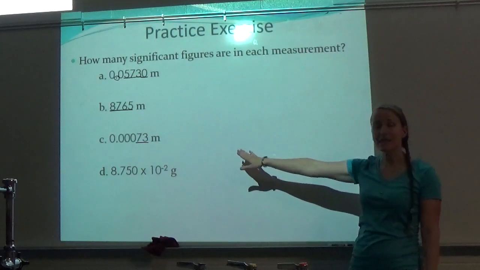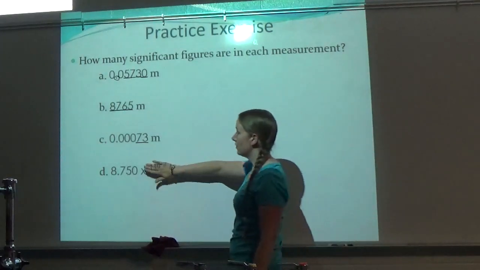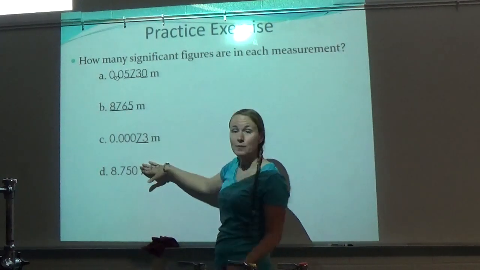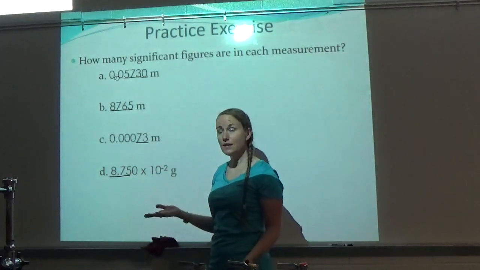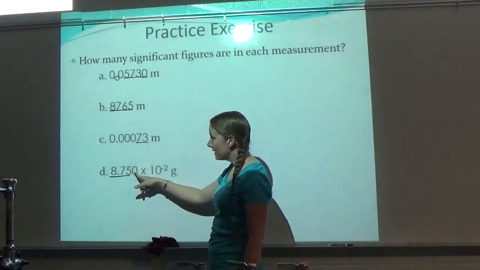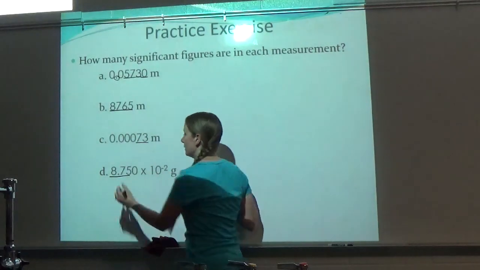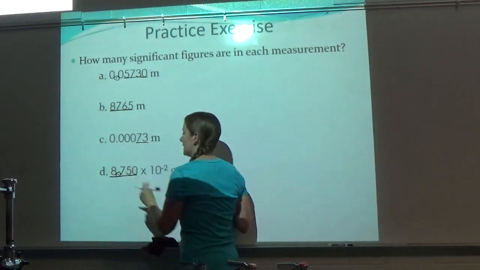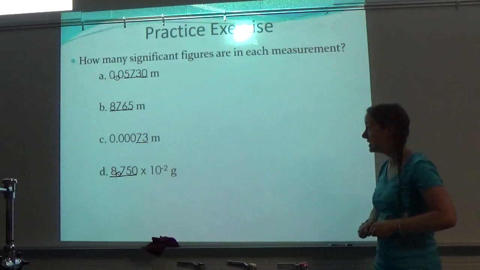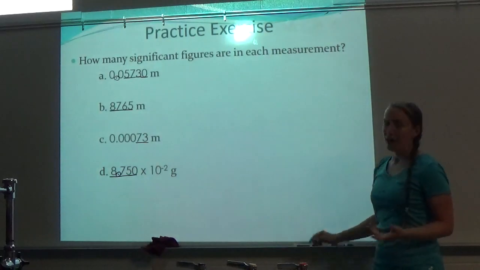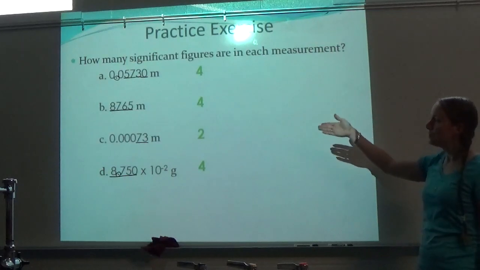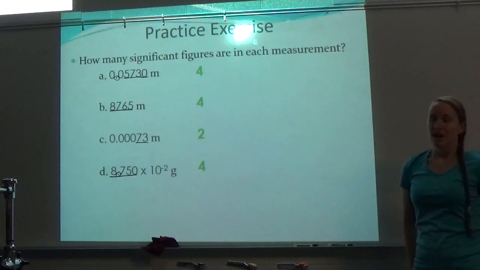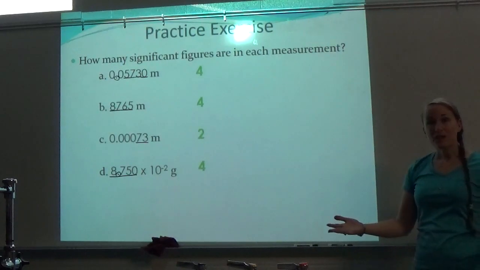All right, and then we have a scientific notation one. So remember, don't worry about the scientific notation, just worry about the coefficient. So 8, 7, and 5 are significant. We have a 0 in back, so a 0 in back is significant if I can see a decimal point, which I can. All right, and so if you wrote numbers instead of underlining, you would have gotten 4, 4, 2, and 4. All right, so hopefully you did well on that.